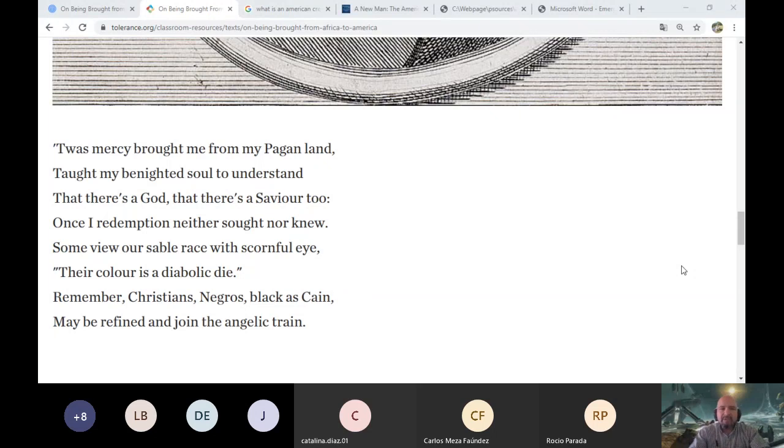Then in the following line, she says, "Some view our sable race with scornful eye." She's using sable, quite a sophisticated word for that time, a poetic word. Why not use black, or dark, or dark skin? Okay, she's using a very sophisticated word, which tells us something about her and about her experience with slavery, as slavery was a unique experience for the Africans who were kidnapped and brought into this system.